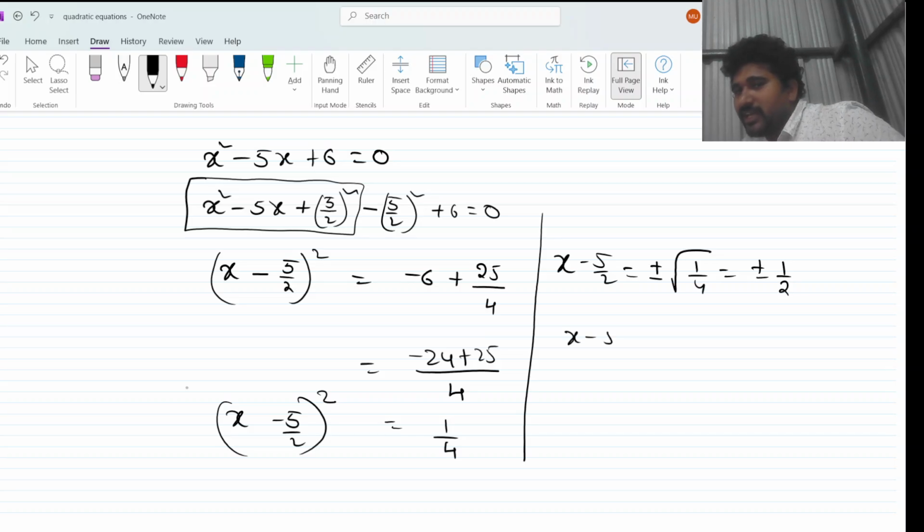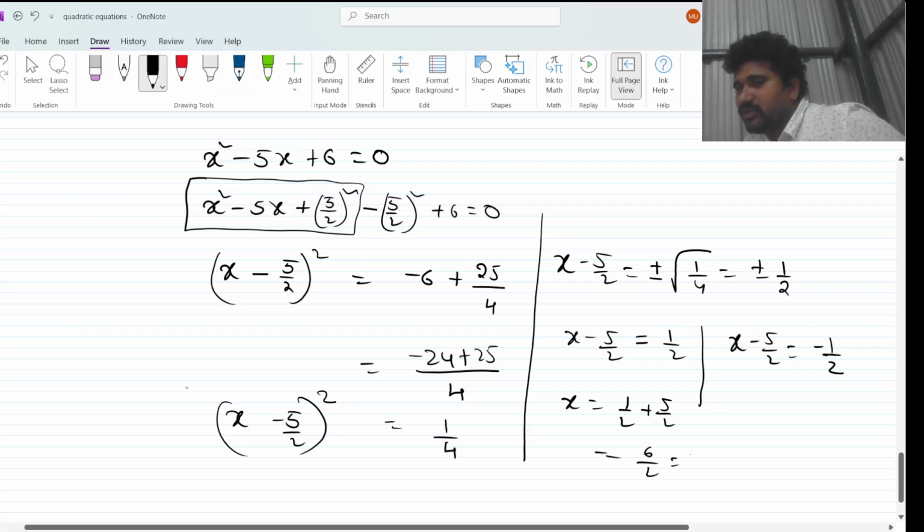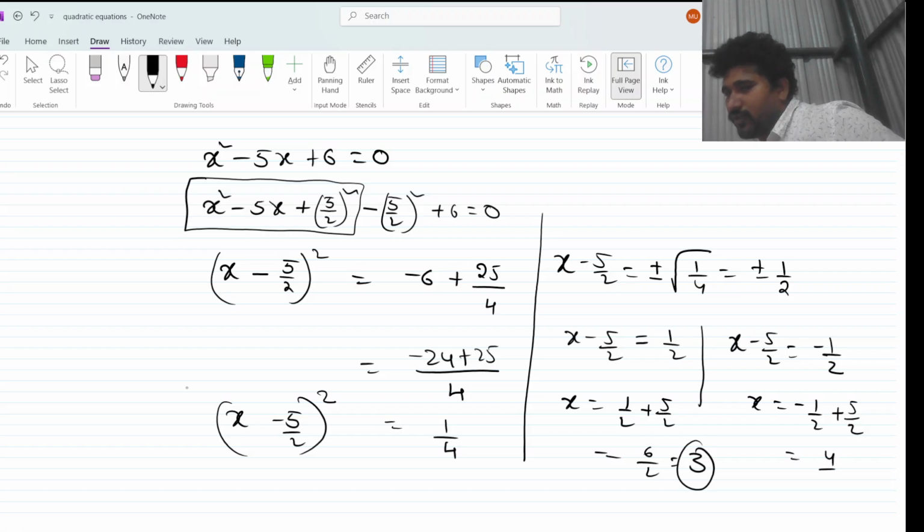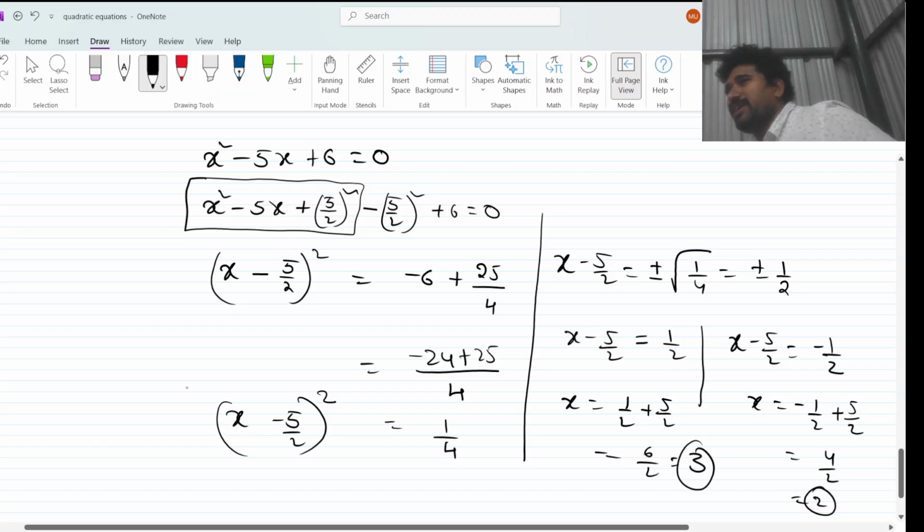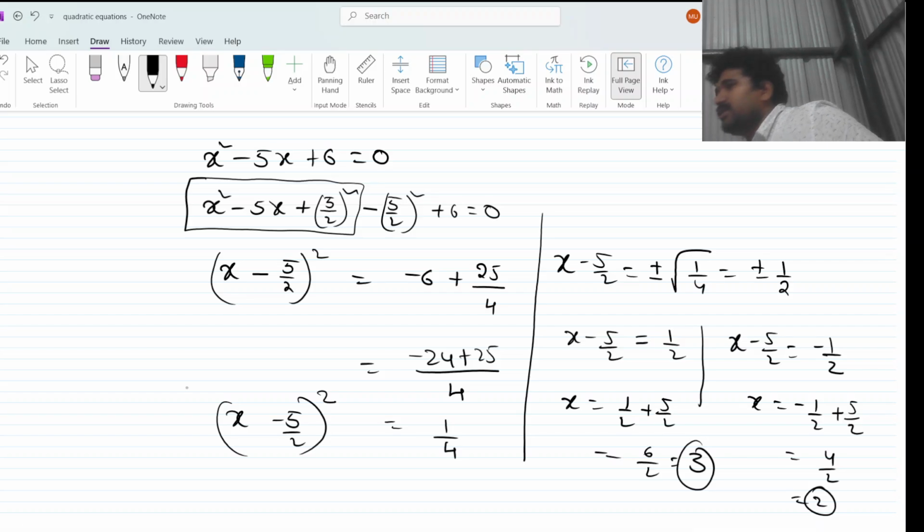One time, write x minus 5 by 2 is equal to 1 by 2. Another time, write x minus 5 by 2 is equal to minus 1 by 2. Here, calculate. 1 by 2 plus 5 by 2, 6 by 2, nothing but how much? 3. x is equal to minus 1 by 2 plus 5 by 2, 4 by 2, 2. Same answer only, right? Yes or no? Same answer only, right? Did you understand the method? Yes. That clear for everybody?